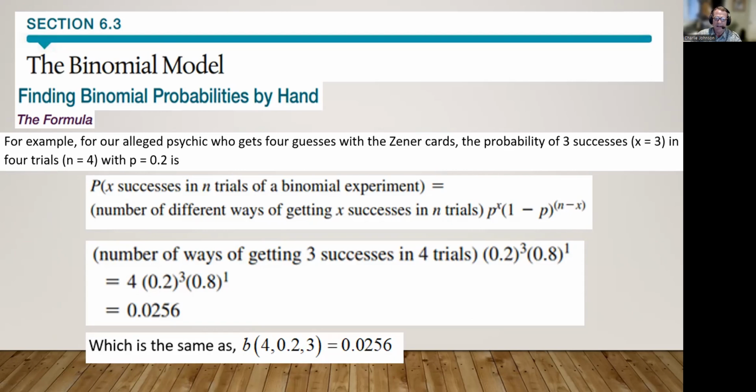So in summary, this video allowed us to generate this formula to calculate binomial probabilities by hand. In practice, we do this using technology, but knowing how the formula works and where it comes from helps us understand binomial probabilities much better. And this concludes this video on the binomial model and finding probabilities by hand.